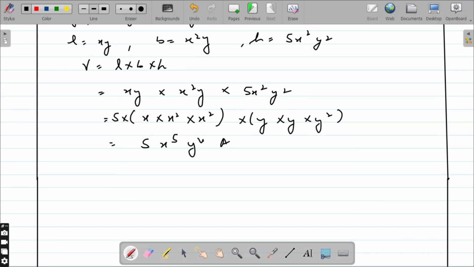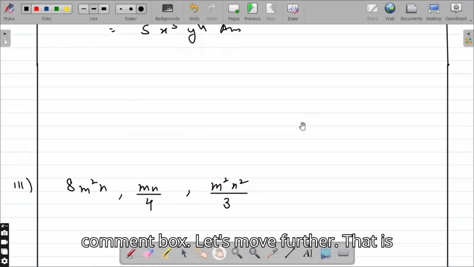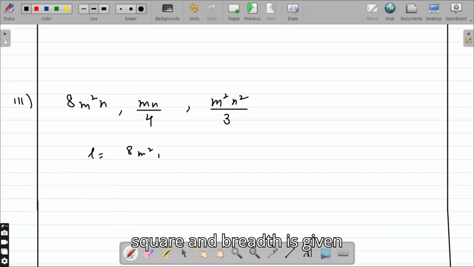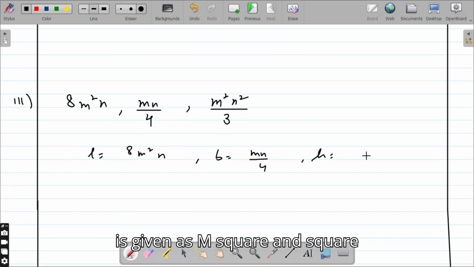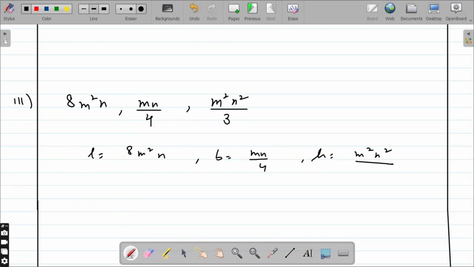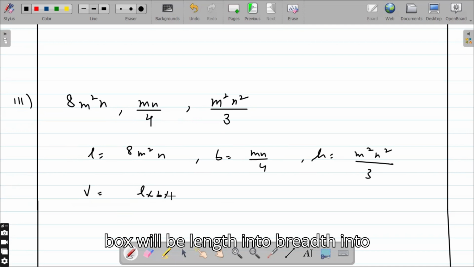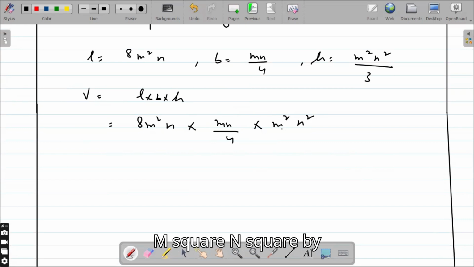This is our answer. If facing any type of doubt, feel free to ask your doubts by commenting in the comment box. Let's move further. Length is given as 8m square n, breadth is given as mn by 4, and height is given as m square n square by 3. So volume of rectangular box will be length into breadth into height. So write it down: 8m square n into mn by 4 into m square n square by 3.